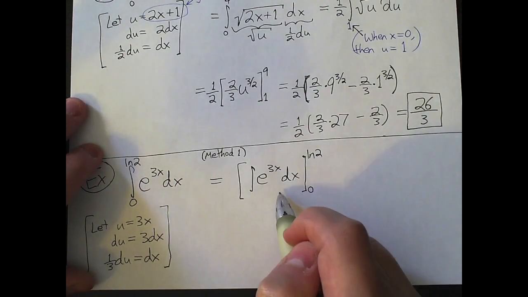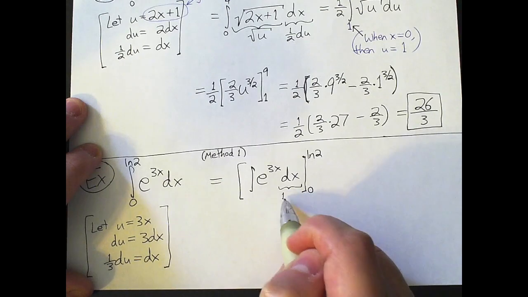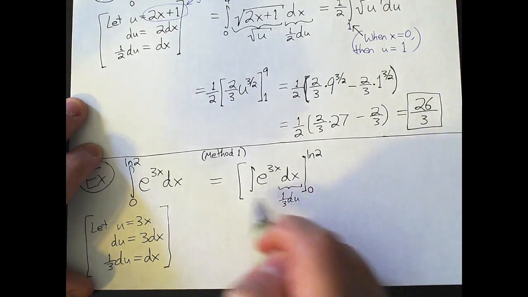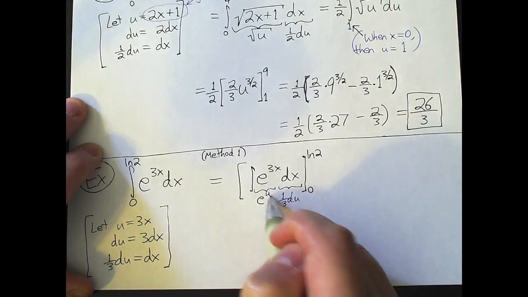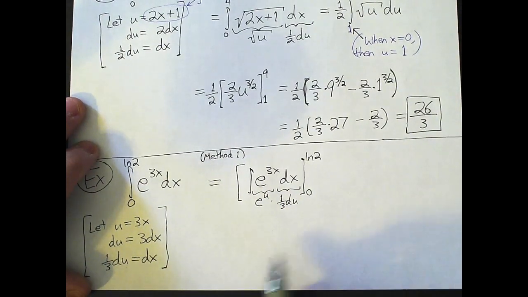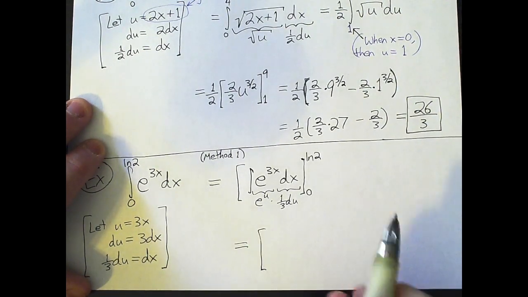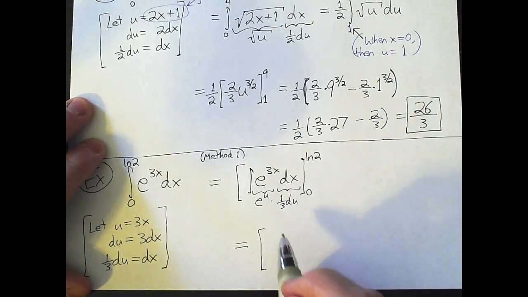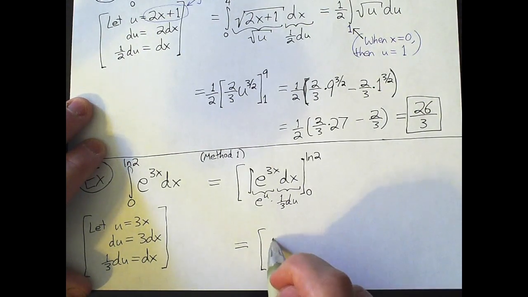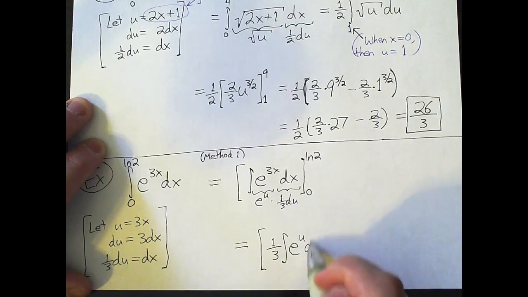And the substitution that we're making, I often like to label it underneath and say this is going to become 1/3 du, this is going to become e to the u. So where does this get us? Let's put the big brackets around it. We could pull the 1/3 out, I guess. Like 1/3 integral e to the u du.